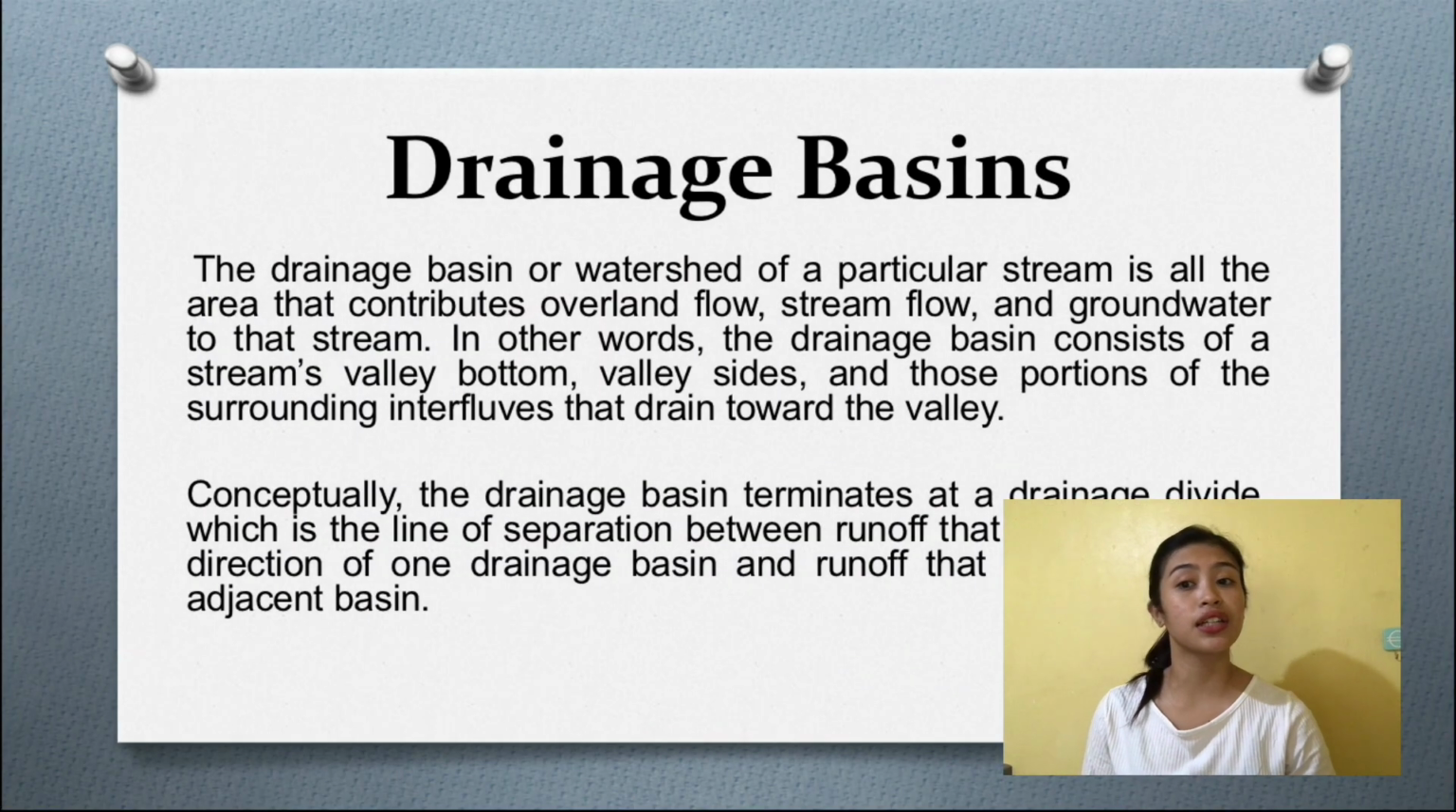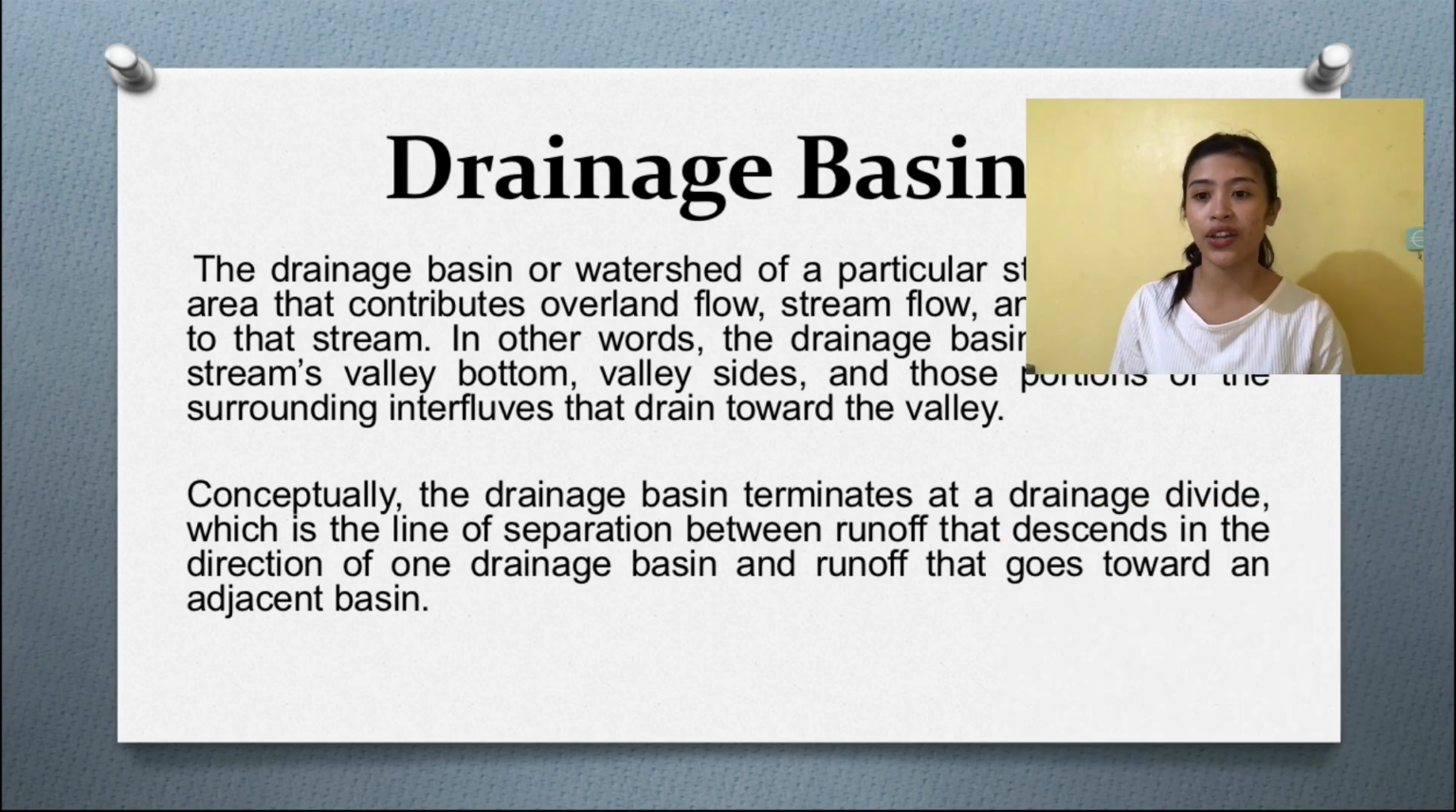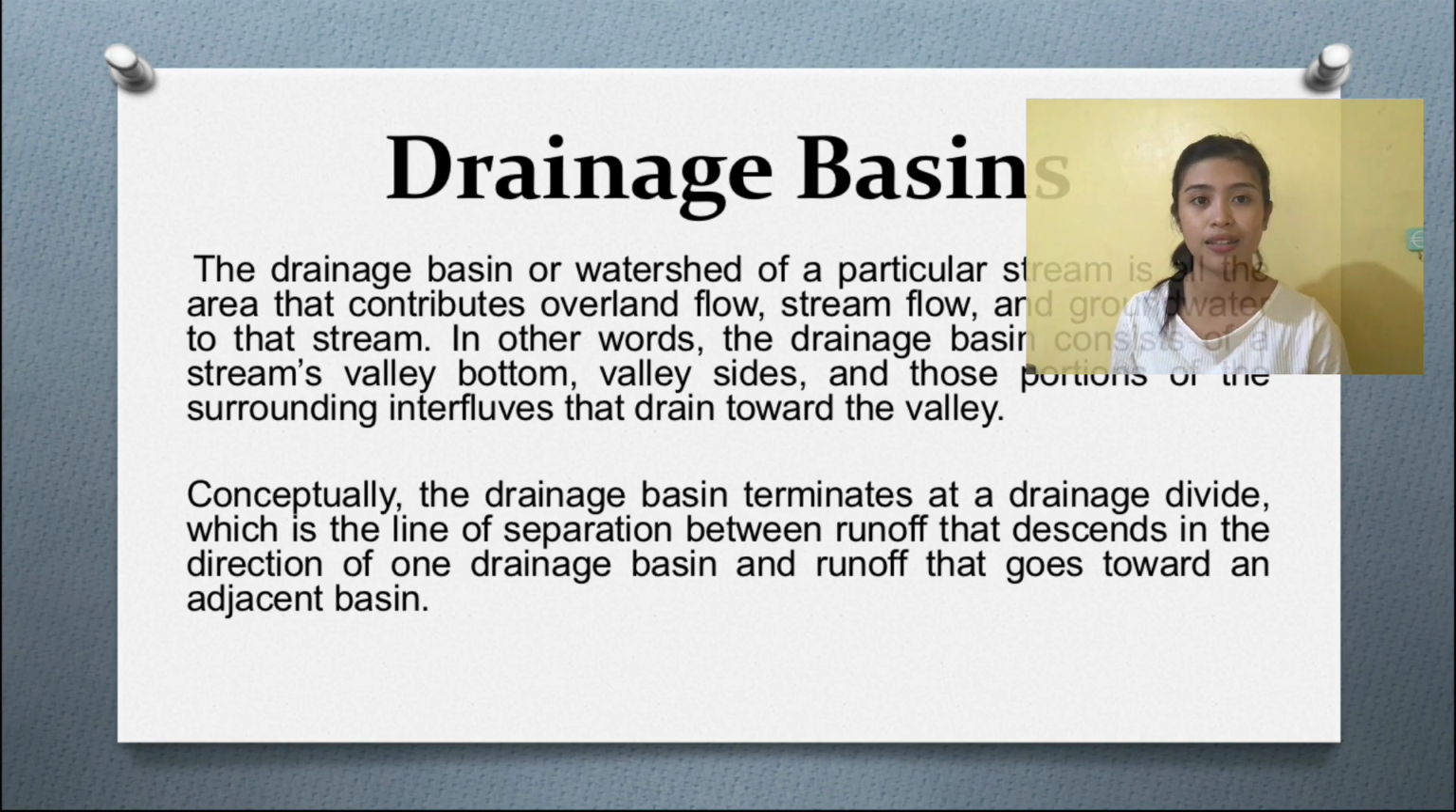Drainage basins. The drainage basin, or the watershed of a particular stream, is all the area that contributes overland flow, stream flow, and groundwater to that stream. In other words, the drainage basin consists of a stream valley's bottom, valley sides, and those portions of the surrounding interfluves that drain towards the valley. Conceptually, the drainage basin terminates at a drainage divide, which is the line of separation between runoff that descends in the direction of one drainage basin and runoff that goes toward an adjacent basin.